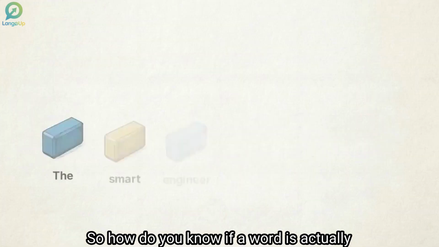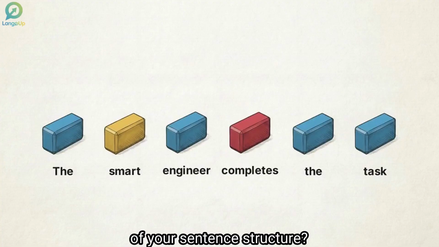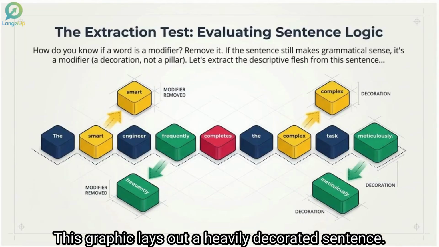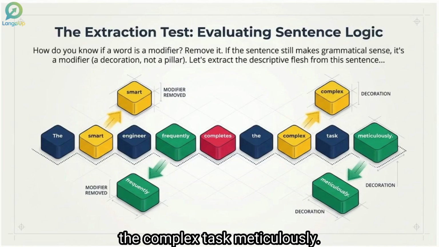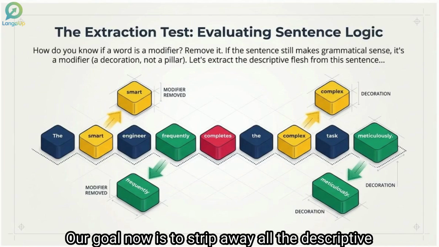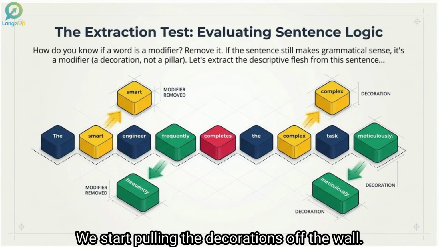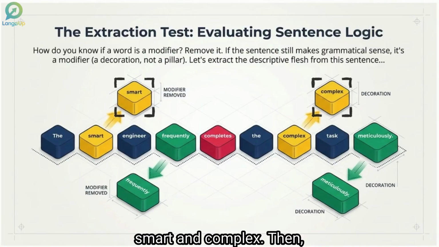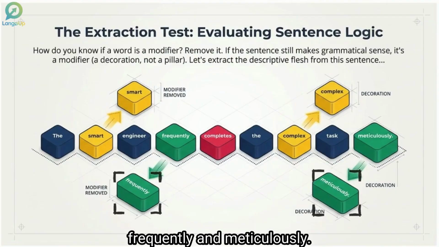So how do you know if a word is actually a modifier, or if it's a load-bearing piece of your sentence structure? You use the extraction test. This graphic lays out a heavily decorated sentence. The smart engineer frequently completes the complex task meticulously. Our goal now is to strip away all the descriptive flesh to find the skeleton underneath. We start pulling the decorations off the wall. We extract the yellow adjective blocks, smart and complex. Then we detach the green adverb blocks, frequently and meticulously.